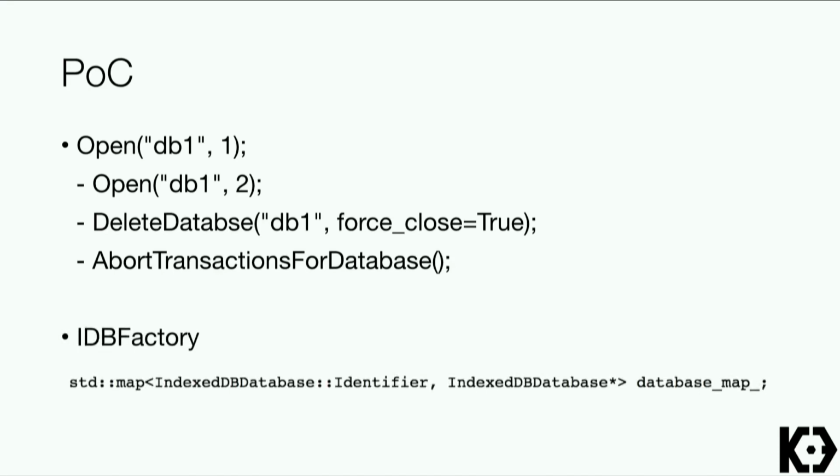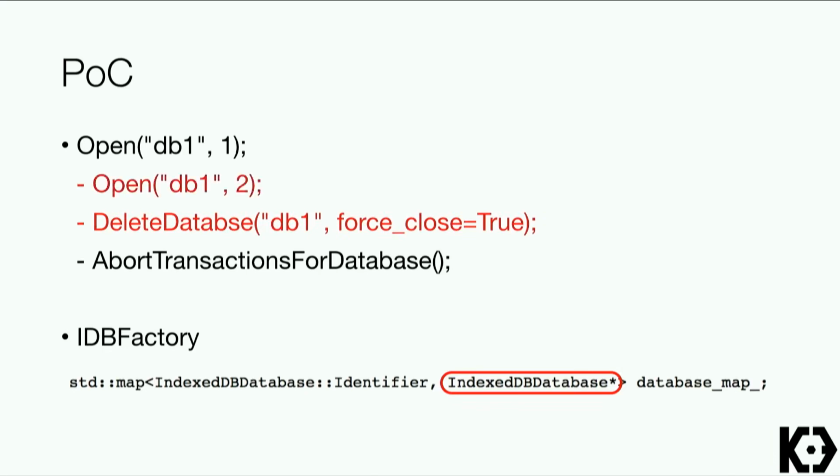IDB factory is responsible for managing IndexedDB database, and there is a database map in IndexedDB factory which holds a raw pointer to IndexedDB database. Notice that the raw pointer is very dangerous in C++ because there's no protection on a raw pointer. After the delete database with the false close flag, the raw pointer in the database map should be removed.